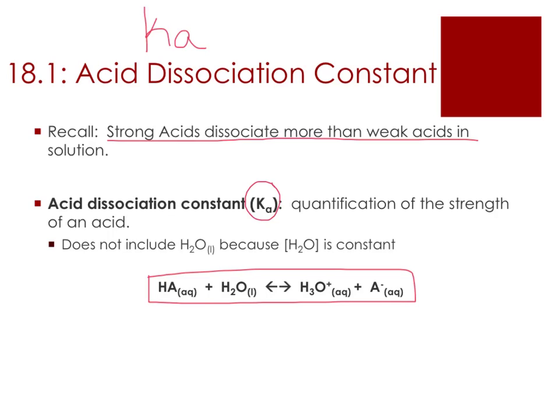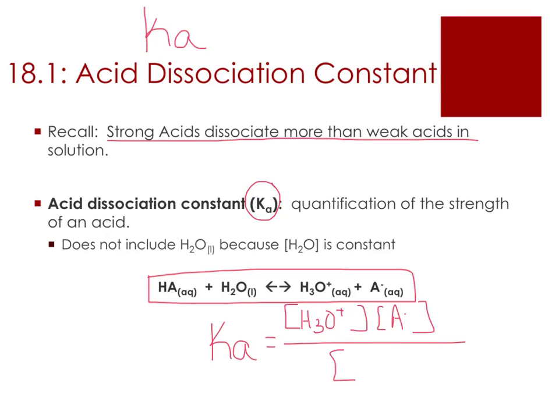To write our Ka expression, we're going to take, just like any other equilibrium system, the concentration of the products divided by the concentration of the reactants. Notice in this case we are not including H2O because the concentration of liquid H2O is constant.